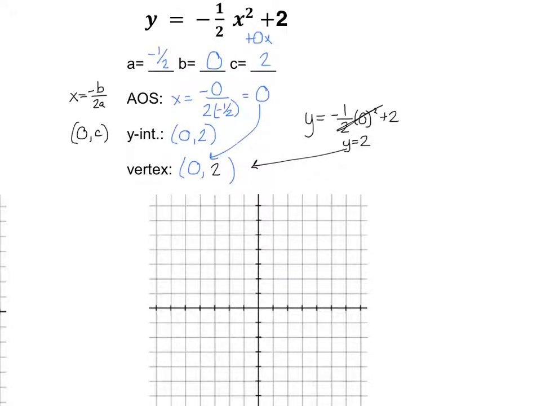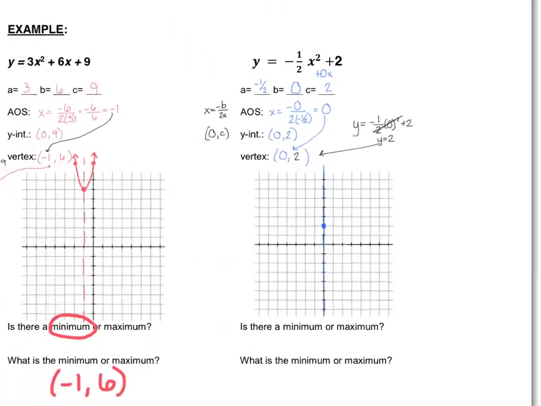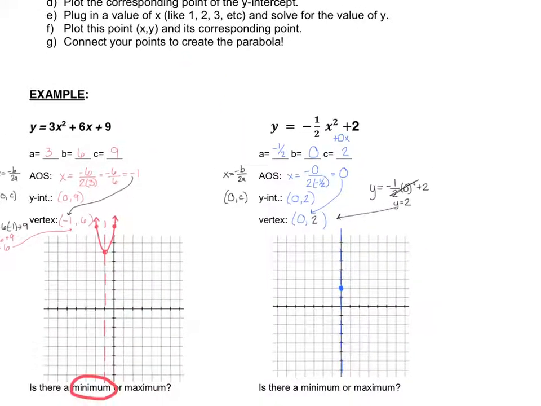So go ahead and plot this stuff. Our axis of symmetry is right down the middle, and the vertex is at 0, 2. Now we do not have another point that we can reflect over, so we're going to have to create one. So step E here, plug in a value of x, like 1, 2, or 3, etc., and solve for the value of y. And then we'll plot its corresponding point.